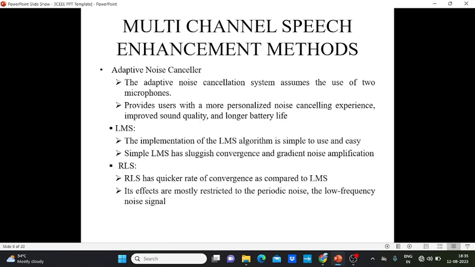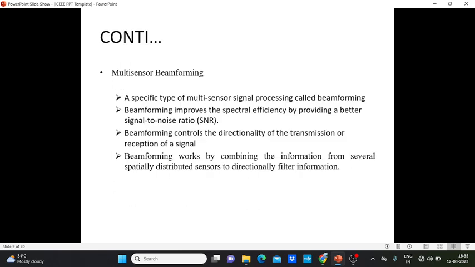So the LMS algorithm is very simple and easy to use, and the gradient noise amplification is somewhat complex. It has quicker rate of convergence compared to LMS. It affects mostly the periodic noise, the low frequency noise signal.